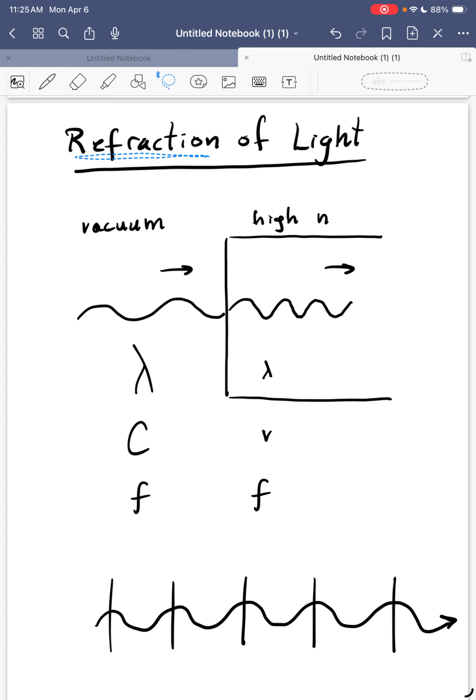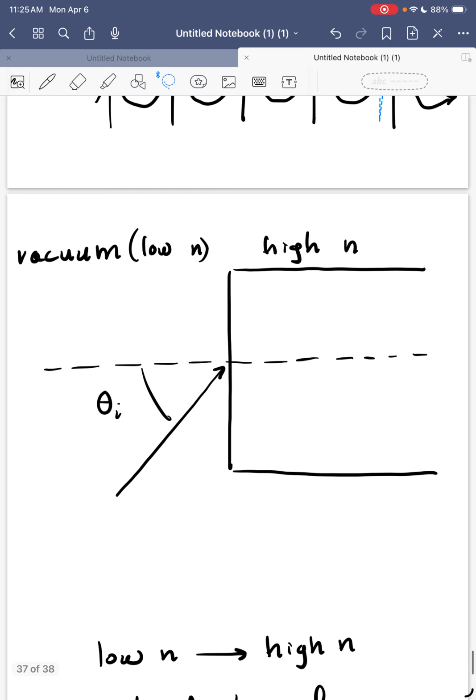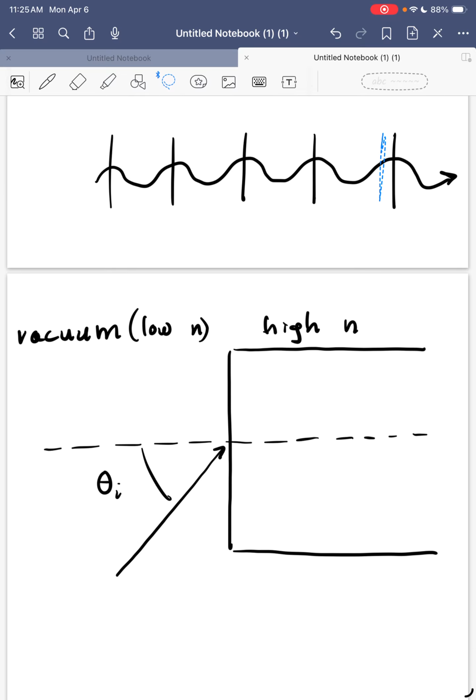So I'm going to represent light as a wave like this, and wherever the wave has a crest, we'll have a vertical line like that, okay? Now I want to take light coming in at some incident angle, theta I, from this midline. This midline is our normal to the interface. The interface is right here between, on the left, a vacuum that has low index of refraction, and on the right, something that has a high index of refraction. I'm going to draw the light wave in terms of these little lines. These are the wave crests traveling along this arrow.